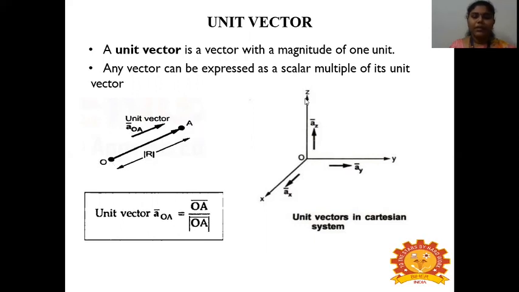So see here, this is your three axis, that is a Cartesian coordinate system. Here we have x axis, y axis and z axis, and this O denotes their origin. So the unit vector of x axis is given as ax vector. The unit vector of y axis is given as ay vector, and the unit vector of z axis is given as az vector. So to find out the unit vector of a vector, the formula is: unit vector of OA vector is equal to OA vector divided by modulus of OA.